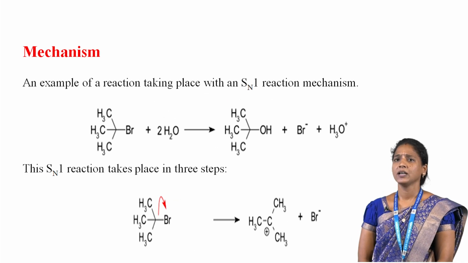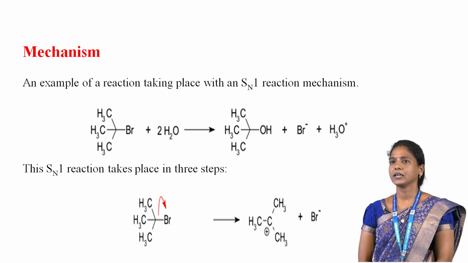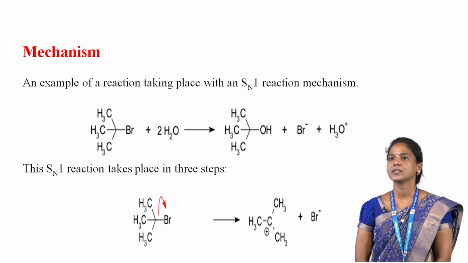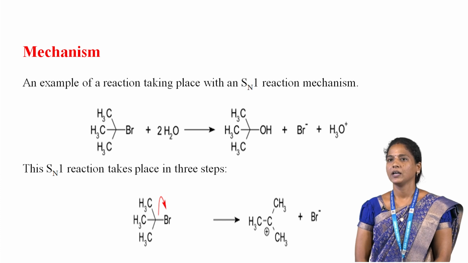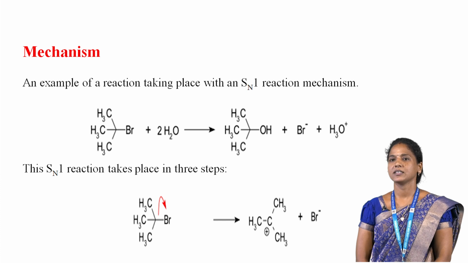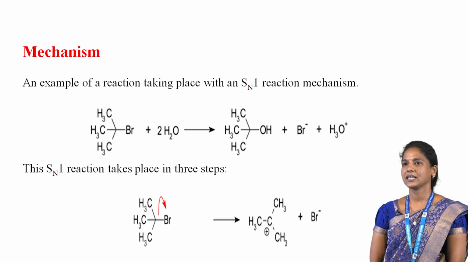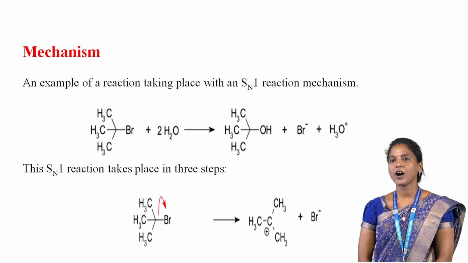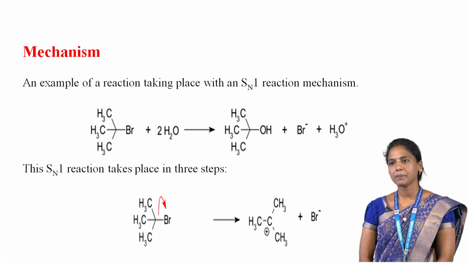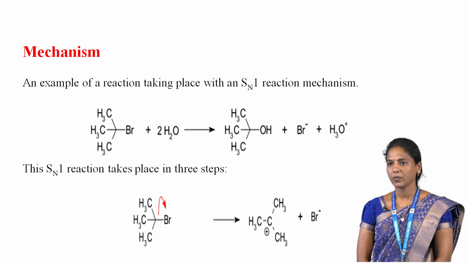This is the mechanism. An example of a reaction taking place with an SN1 mechanism is the hydrolysis of tertiary butyl bromide forming tertiary butanol, with elimination of bromine and then hydronium ion. This SN1 reaction takes place in 3 steps. First one is formation of a tertiary butyl carbocation by separation of a leaving group, the bromide anion, from the carbon atom. This step is a very slow step.